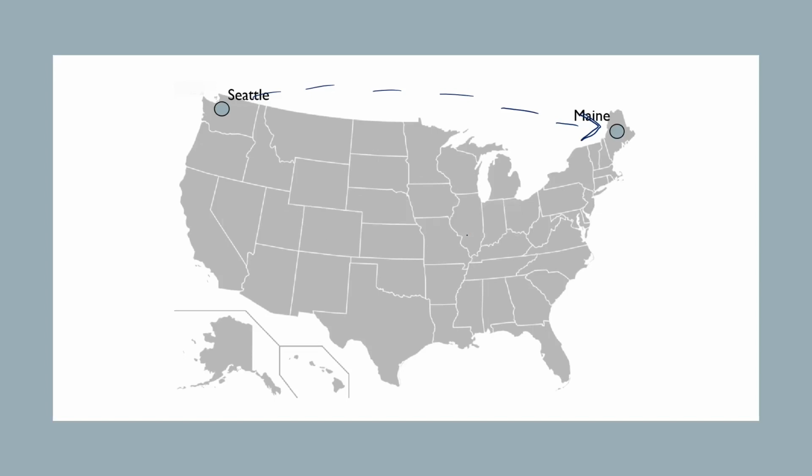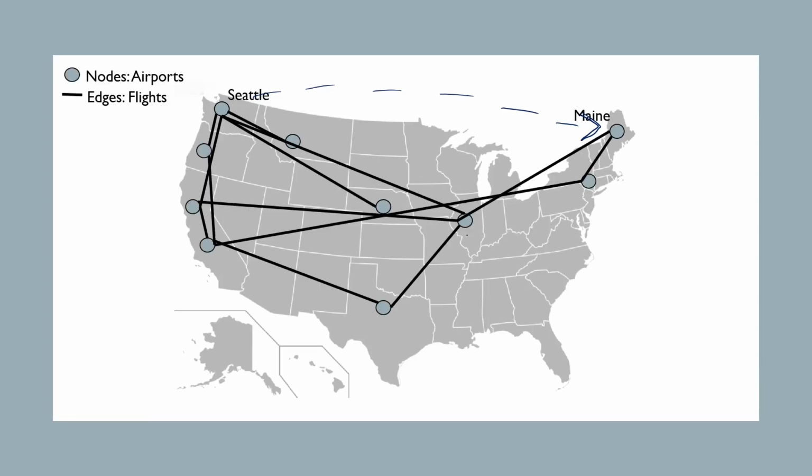I represent the different airports as nodes and the flights as edges. What I've drawn here is just a simplification of the problem. I can now see that I could go from Seattle to California to New York to Maine, or Seattle to Illinois to Maine, or one of the other hundreds of thousands of possibilities.